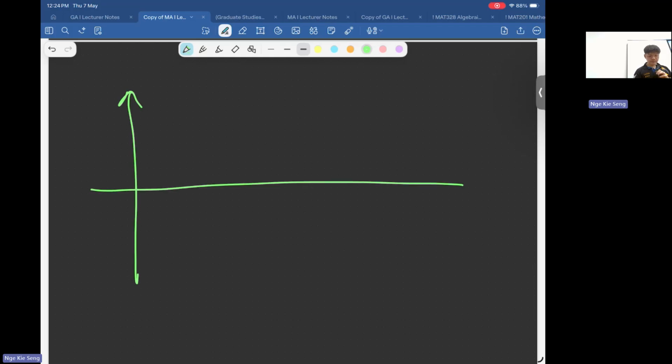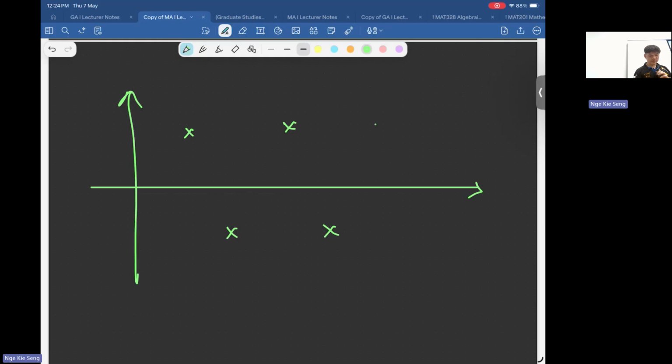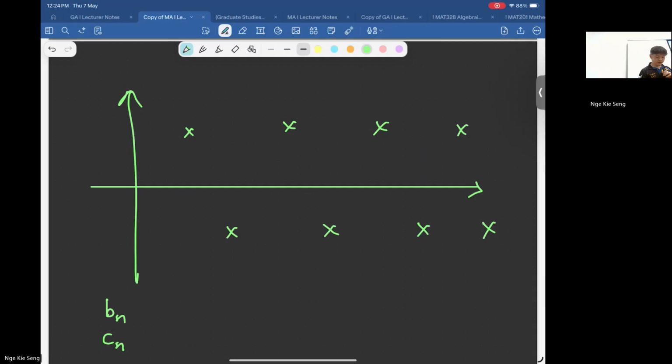Okay, look at the 1 and -1 example. The alternating -1 sequence here. Maybe you can ask what are the Bn and Cn here? What do you think? Why? How do you see that?